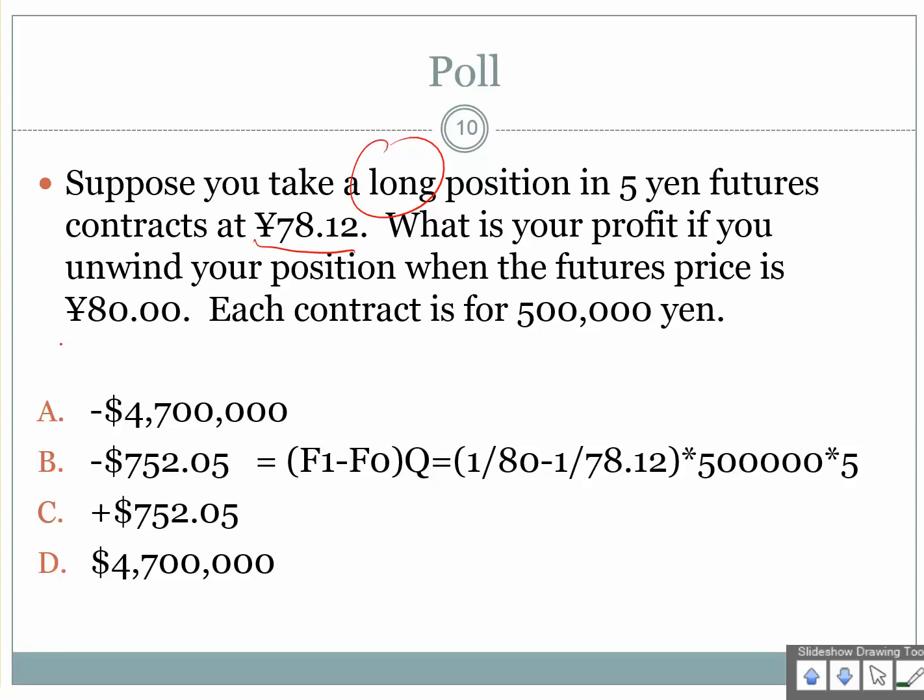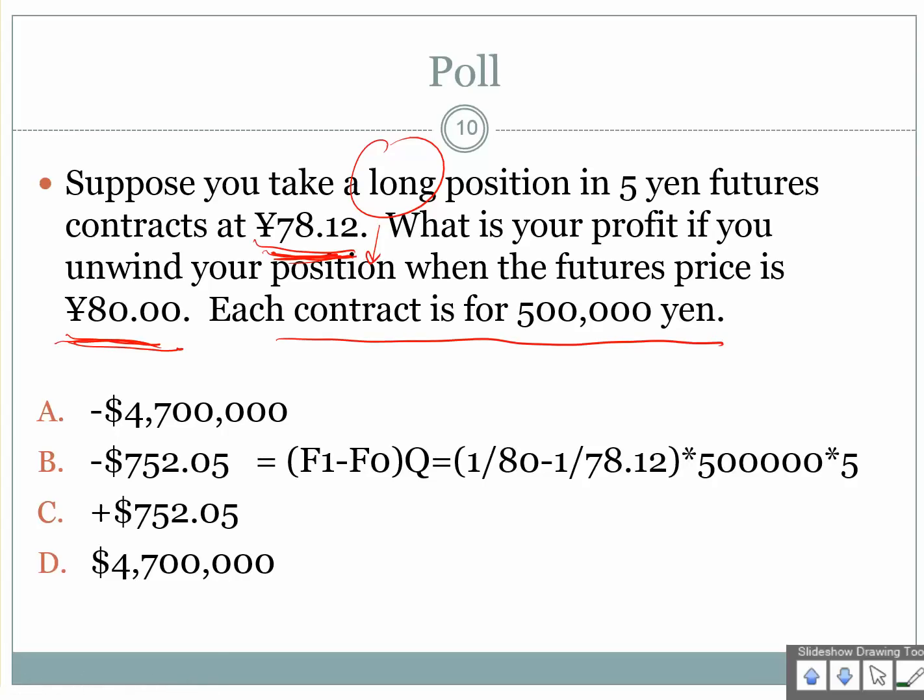All right, so in this case, you went long at 78, right? The word long implies that you're going to benefit if the price of the yen appreciates. However, remember, this is an indirect quote. So in order for the yen to appreciate, this actually has to go down. The yen price of the dollar actually has to go down. What you see is at the end of the day here, the yen is trading at 80. So actually, you're going to be showing a loss because you're betting on an increase in value of the yen, and it actually depreciated. If each contract is 500,000 yen, I can do my profit function.